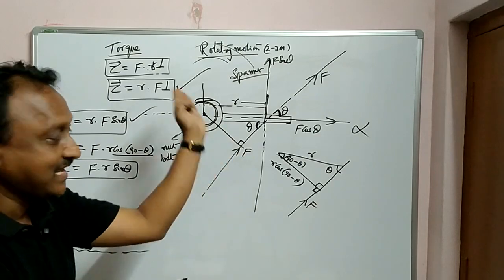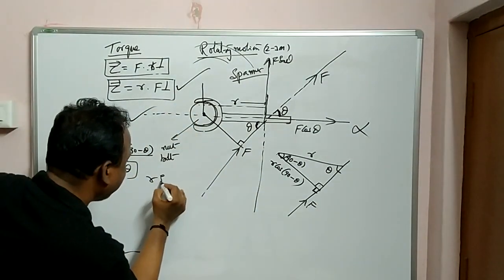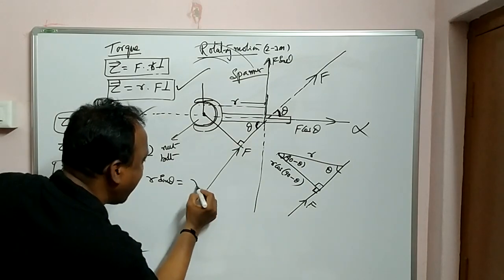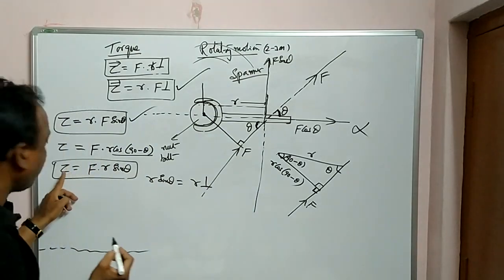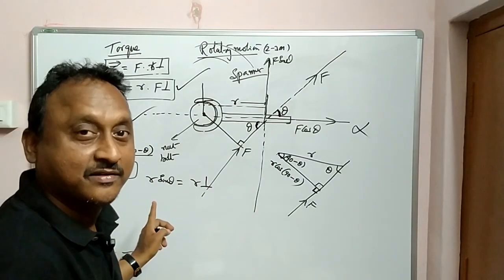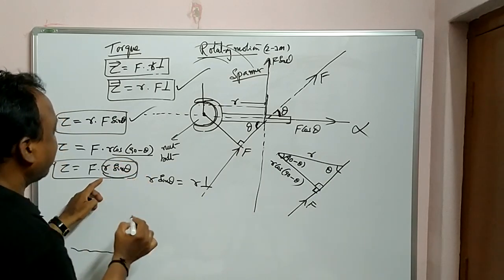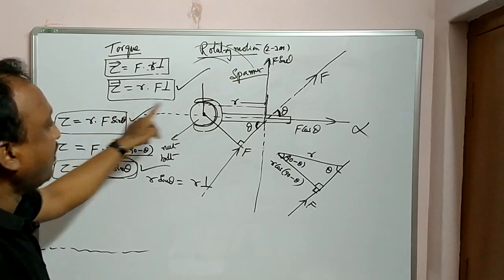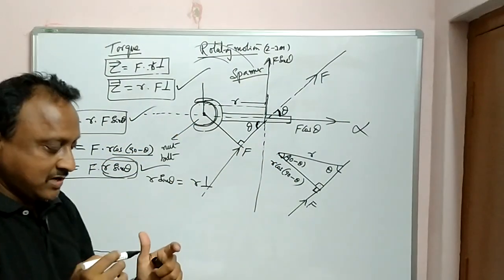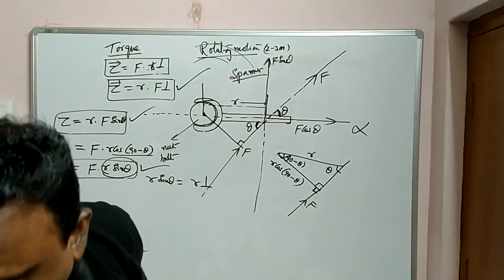What is R sin theta? Perpendicular to the force. What is R sin theta? In other words, R sin theta is nothing but R perpendicular to the force. So another expression for torque is force into R perpendicular. That is one. The second, the first one, is torque equals displacement distance into force perpendicular. Clear? So this is how you can explain torque.